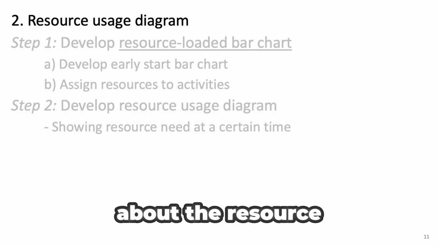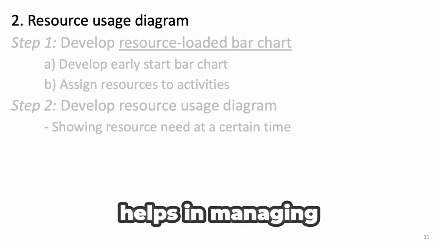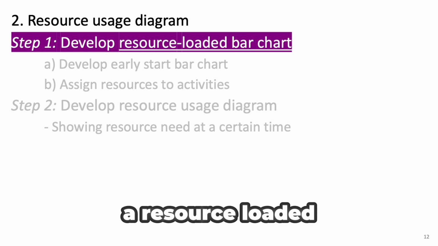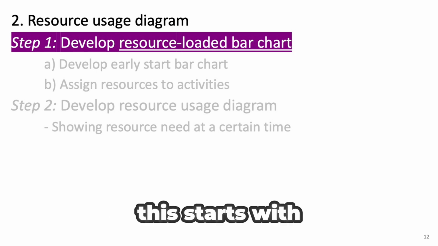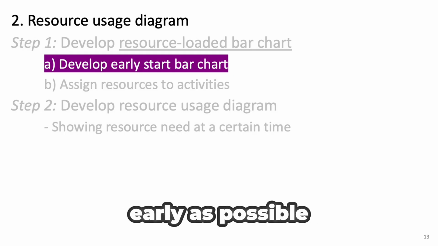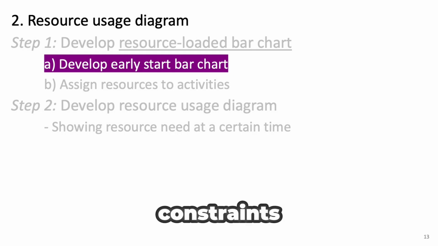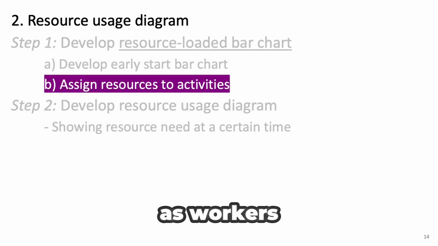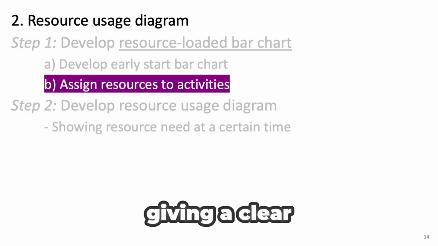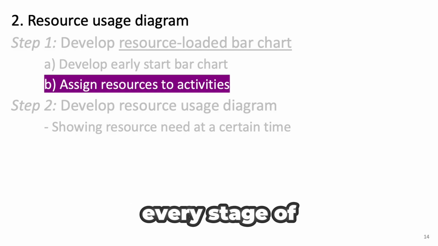Now, let's talk about the resource usage diagram and how it helps in managing construction resources. The first step in this process is to develop a resource-loaded bar chart. This starts with creating an early start bar chart, which schedules activities to begin as early as possible based on project constraints. Next, resources such as workers, equipment, and materials are assigned to each activity, giving a clear picture of what is needed at every stage of the project.